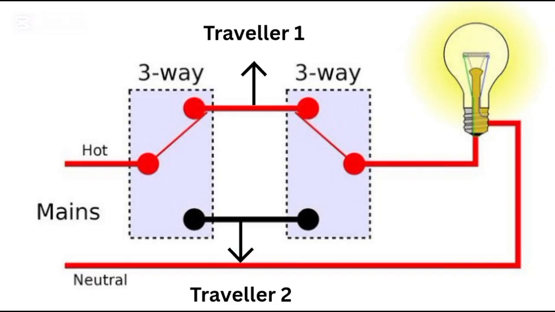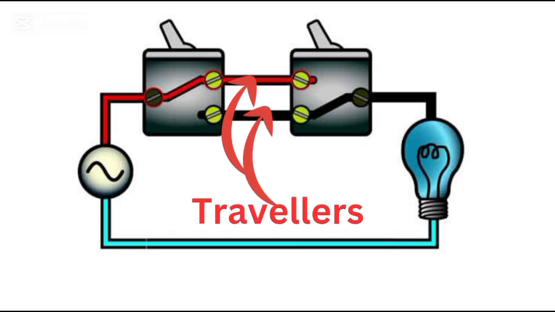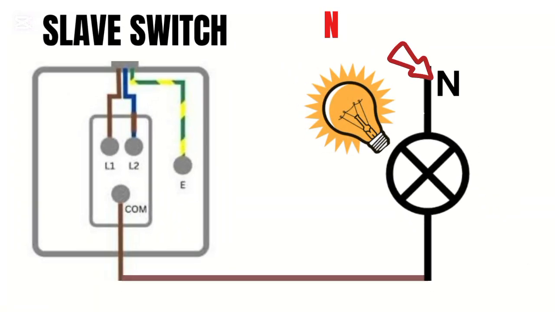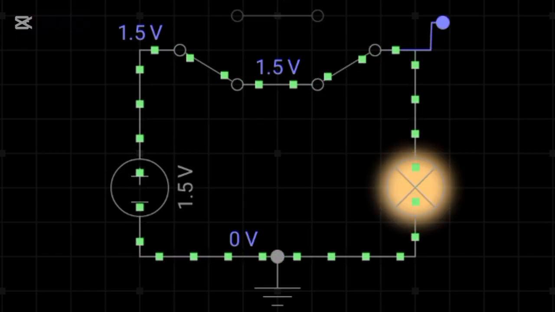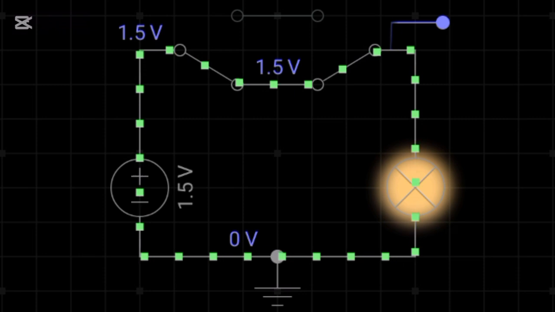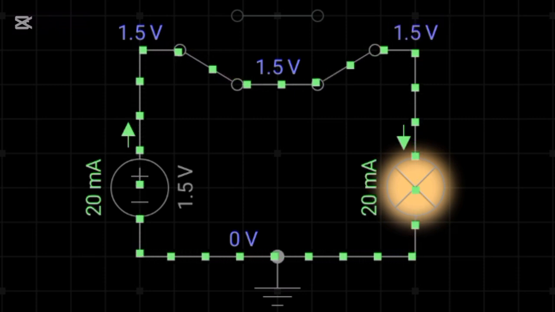Now, we introduce the traveler wires. These are two wires that link the two switches. The two traveler terminals on the master are connected to the two traveler terminals on the slave. They form two possible paths for current. The neutral wire runs directly from the distribution board to the lamp, so when the circuit is completed between the phase at the master and the lamp via the slave, the lamp turns on.